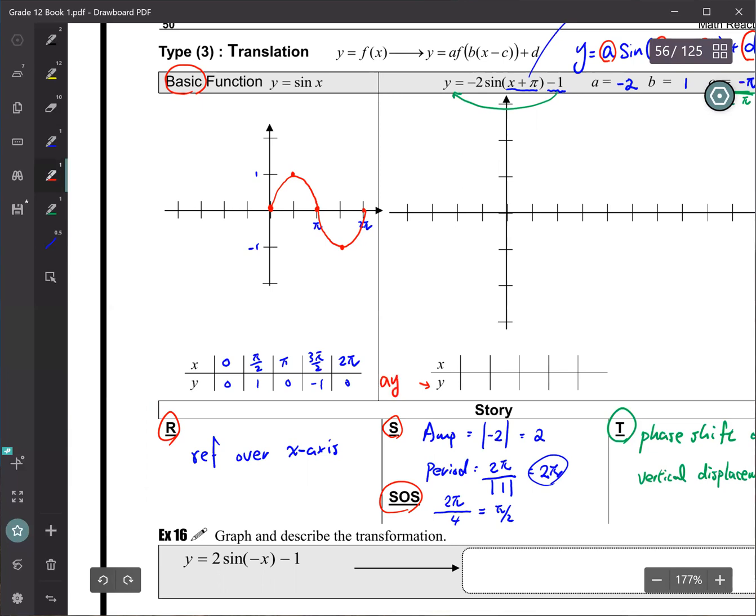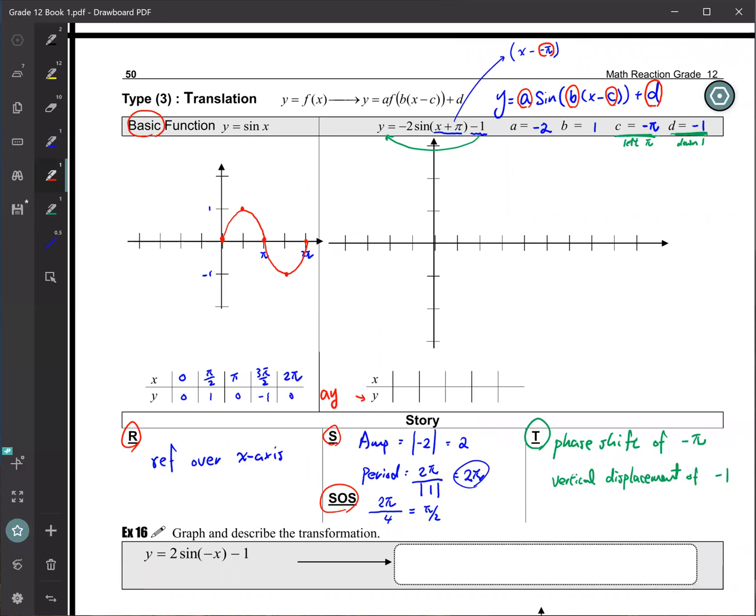Now because we have a vertical displacement of going down by 1, we also need to subtract 1. So a times y, subtract 1: you take the original y, 0, 1, 0, -1, and then multiply by a. This a here is -2, right? Multiply by -2 and then subtract 1. Once you finish the table for y, please raise your hand. Times it by -2 and subtract 1.